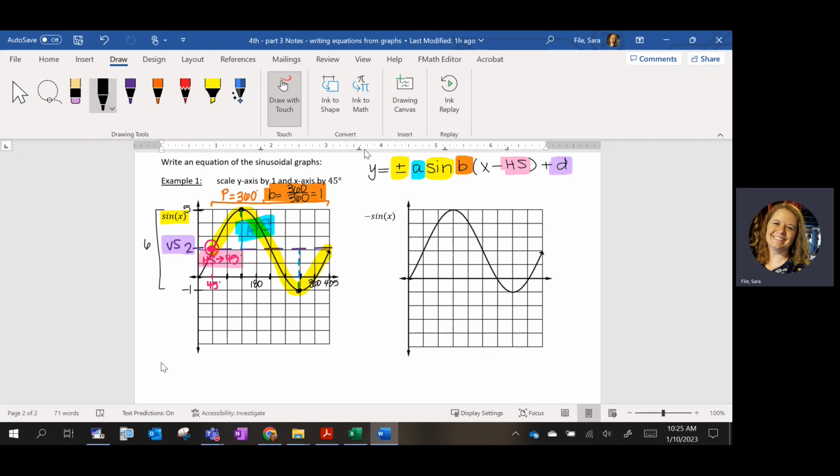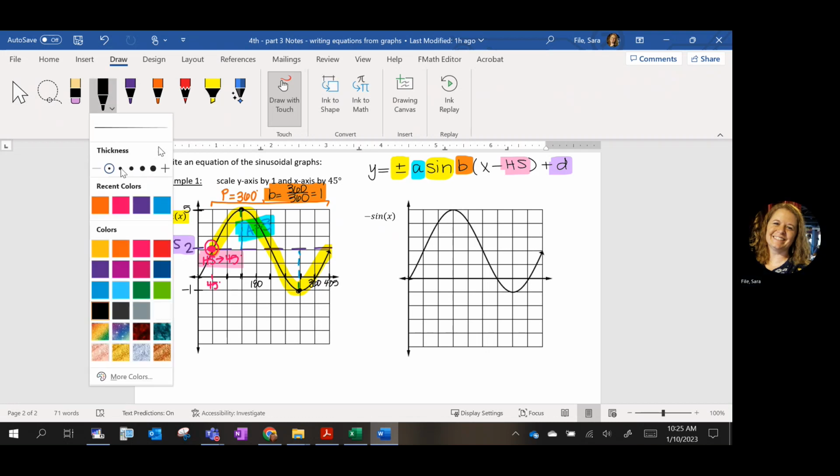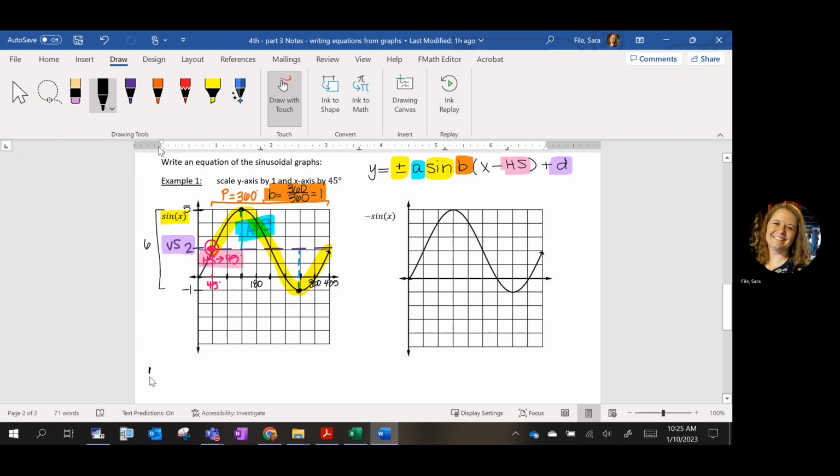Okay, so when I write this equation, it's positive, so I don't have to write the plus. It'll be an understood positive. 3 sine. It's an understood 1. I do not have to write an understood 1. My horizontal shift is 45 degrees. And the vertical shift is 2. It's positive 2, so it's plus 2 here.